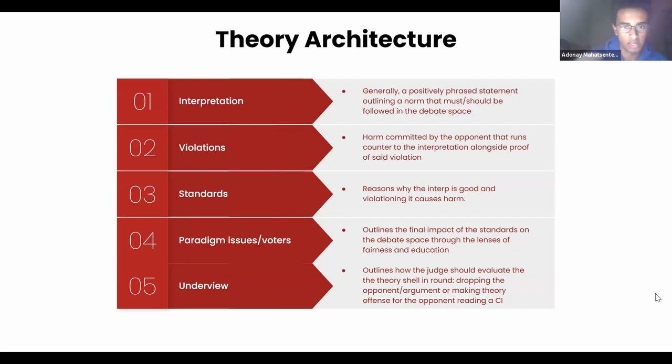Standards are reasons why the interp is good and violating it causes harm. So for example, a time skew or a strat skew. Then paradigm issues or voters are basically the final impact of this shell through the lens of fairness and education. The underview just tells the judge how to handle this form of offense, and it either involves dropping the debater or dropping an argument, whether theory is offensive if responded to or not. So the concept of RVIs.